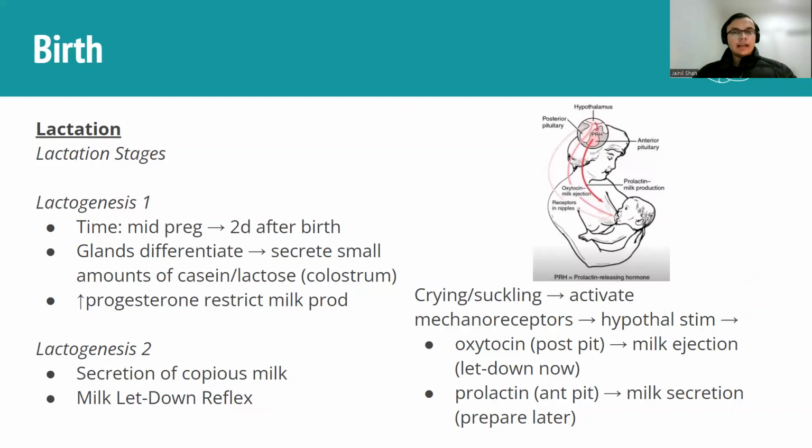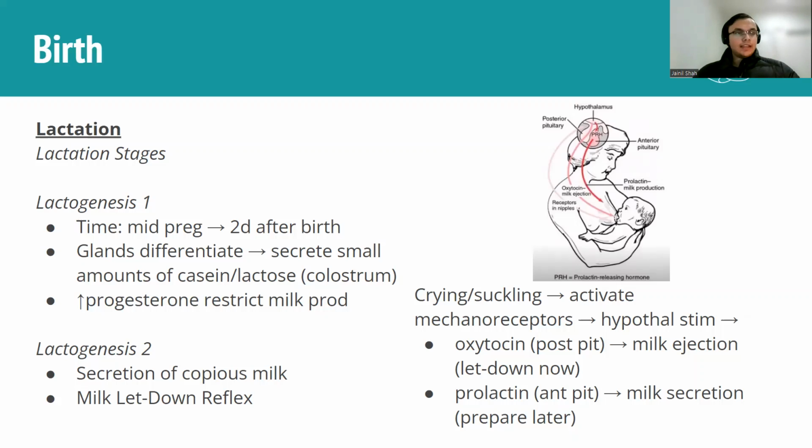But there's a high level of progesterone that's actually restricting the milk production. So if you had a look before as well, we said that the oxytocin, or prolactin, is not able to induce milk secretion because the high level of progesterone is inhibiting it. And then during lactogenesis 2, we have secretion of copious amounts of milk because the progesterone sort of dies away, and prolactin is able to do what it does.